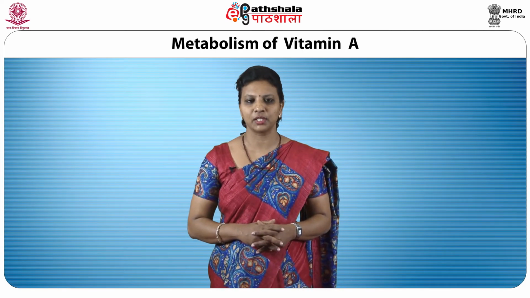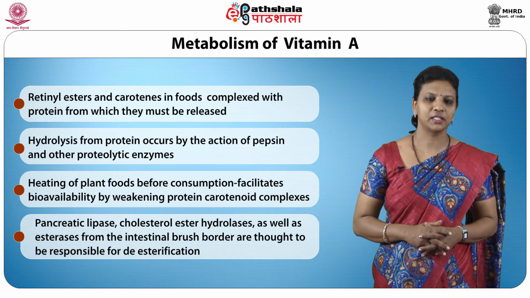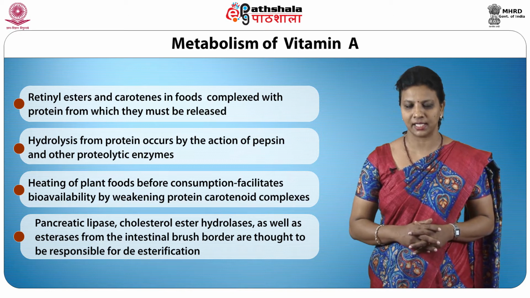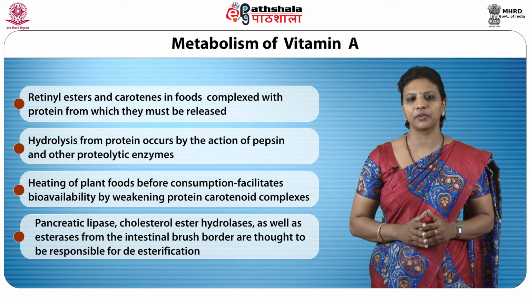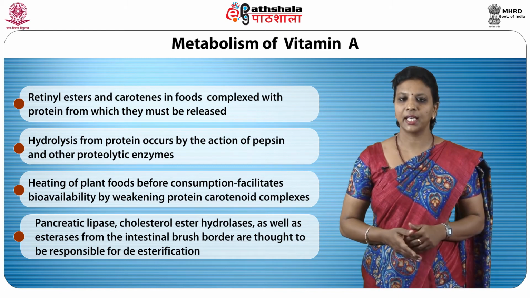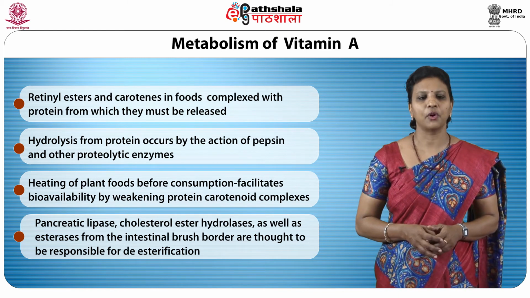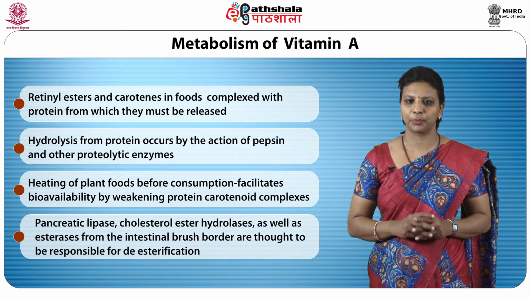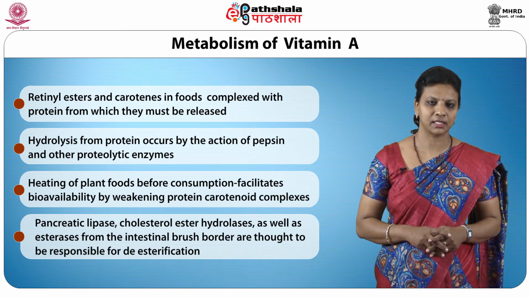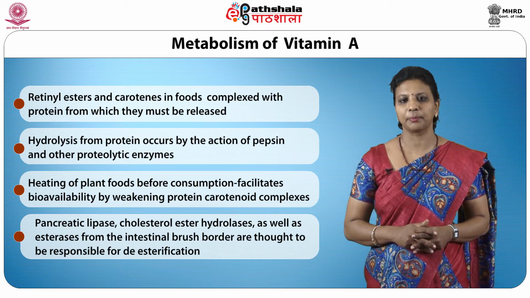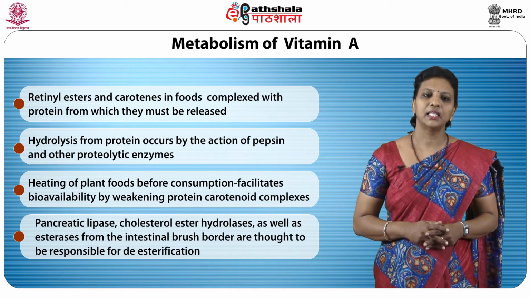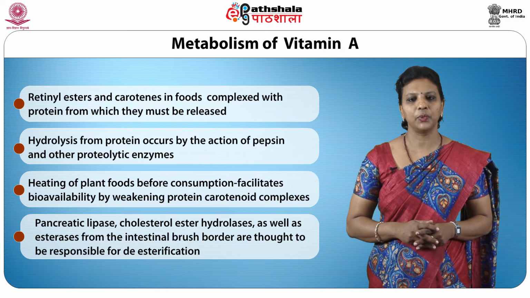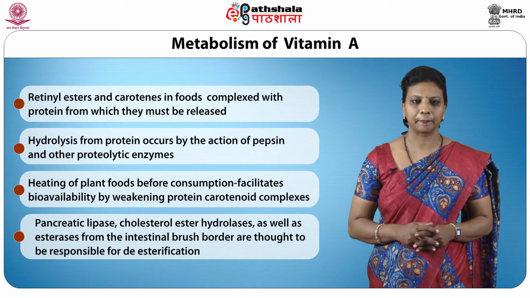We shall now see the metabolism of vitamin A. Retinol is not generally found free in foods, but is typically present bound to fatty acid esters, among which the most commonly occurring is retinyl palmitate. Retinyl esters and carotenes in foods are often complexed with protein, from which they must be released. Hydrolysis from protein occurs by the action of pepsin in the stomach and other proteolytic enzymes in the proximal small intestine. Heating of plant foods before consumption is thought to facilitate bioavailability by weakening protein carotenoid complexes.